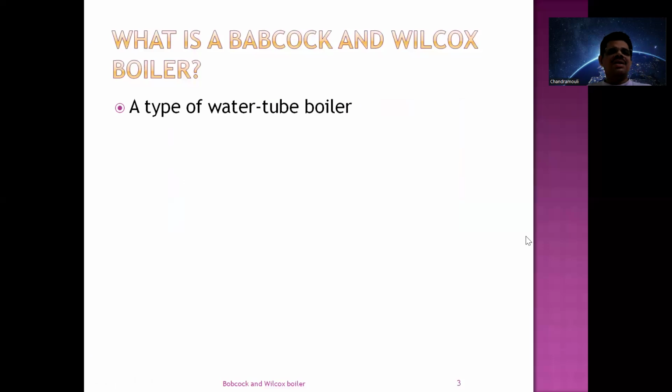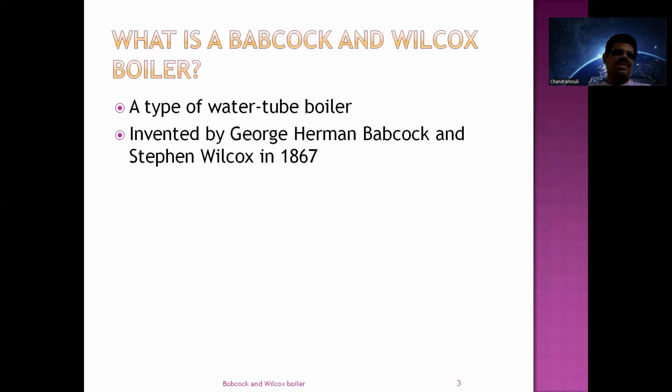So what is this boiler? It is a type of water tube boiler. Previously we have seen that the Cochran boiler is a fire tube boiler, but here this is a water tube boiler. That means the water flows through the pipes, and the flue gases pass over these pipes.